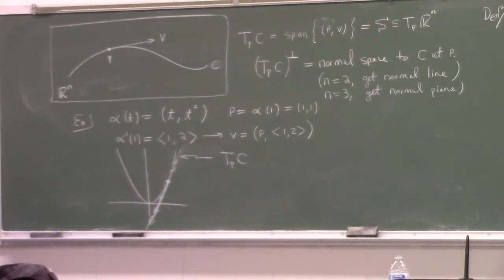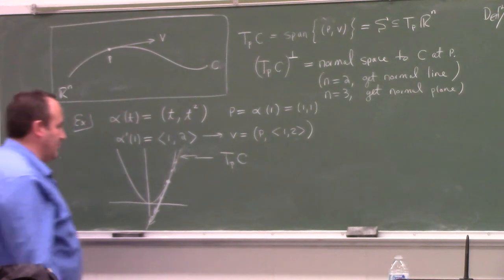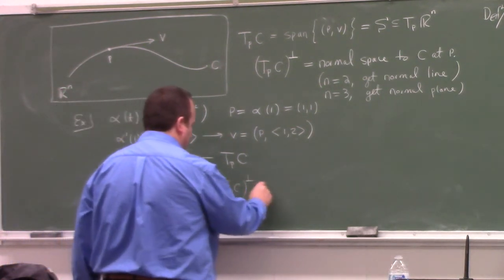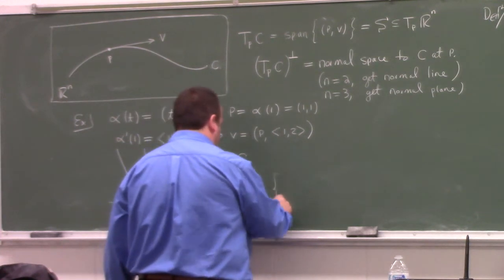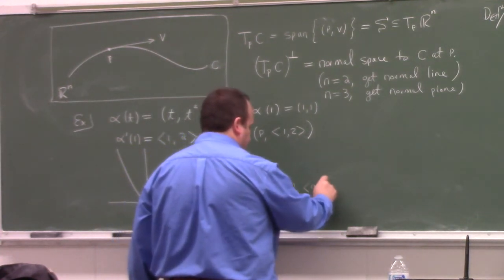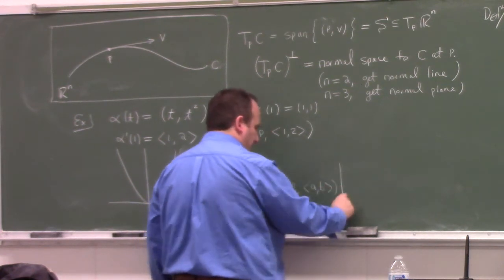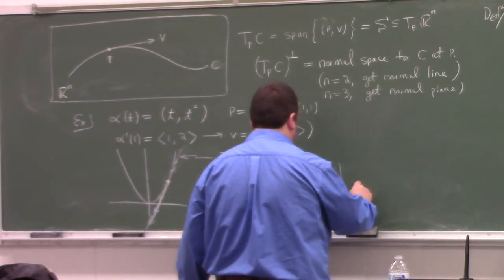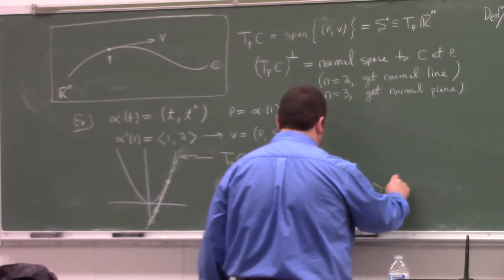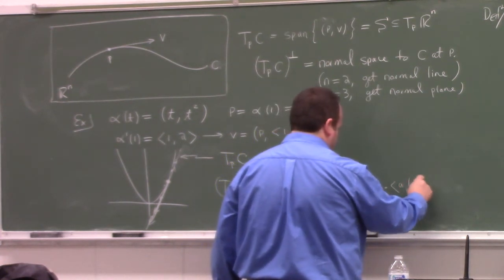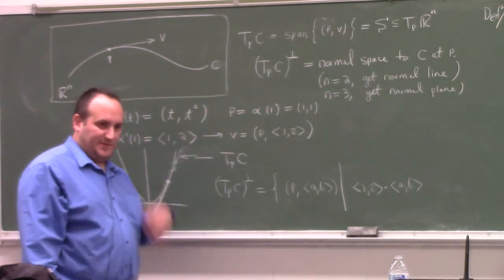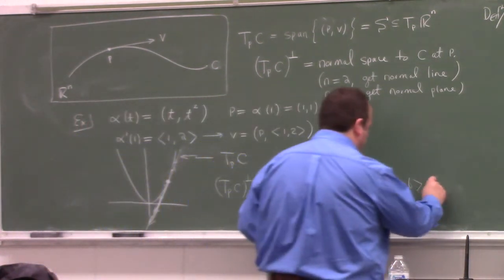What's the normal space here? What's T_P C perp? That would be P comma, let me just say AB for a generic vector, such that, well, I'm getting very tired of the P. Yeah, that has to be 0, right? What does that give us?